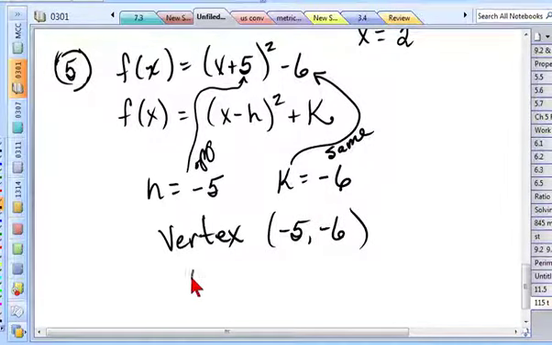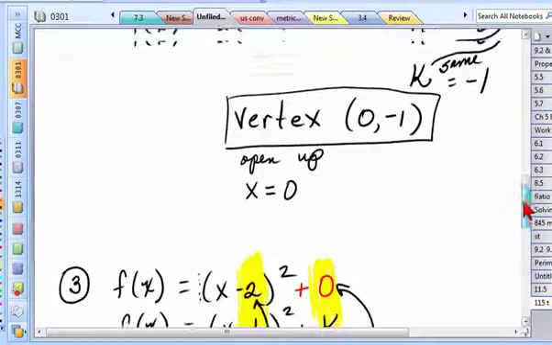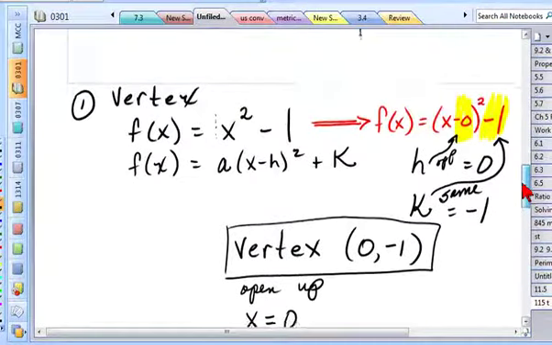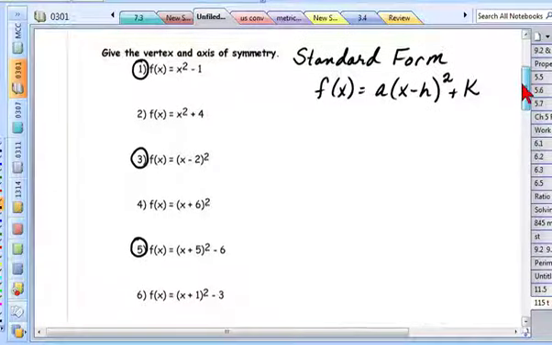It once again opens up. The axis of symmetry is the vertical line, x equals, grab that x value, negative 5. So I have done numbers 1, 3, and 5 on this worksheet, and I hope you recognize that standard form is pretty easy to use. You just have to remember to do the opposite of this value for h, but the same as this value for k.